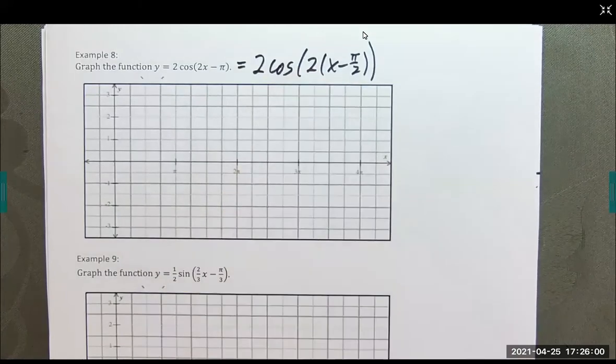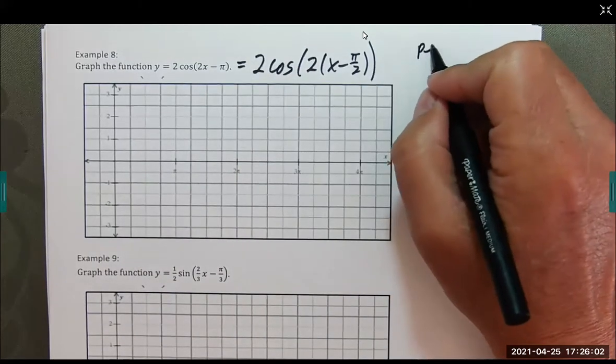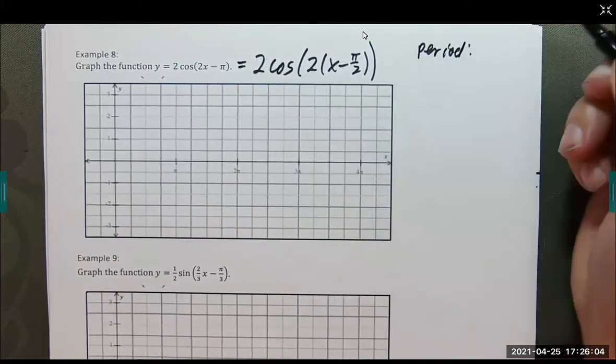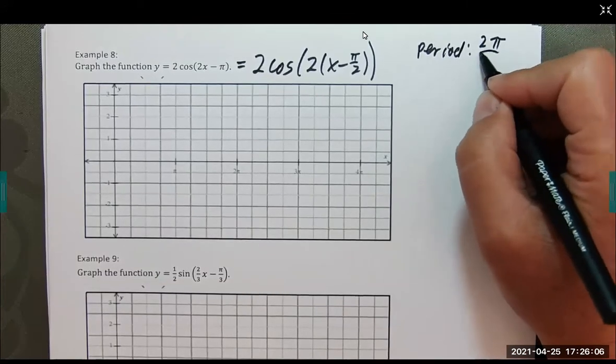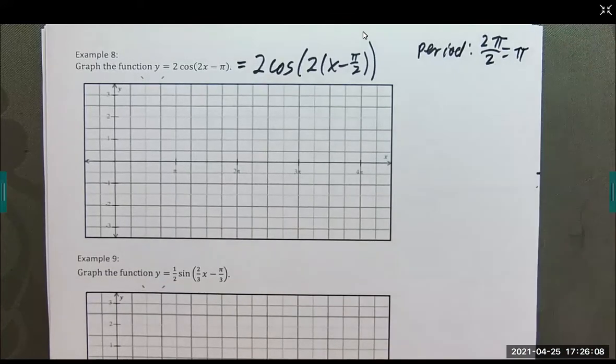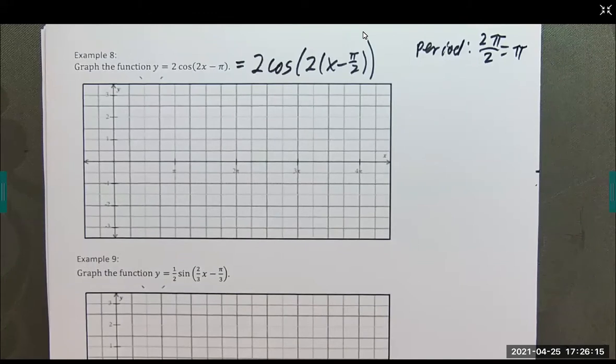Let's take care of the period. 2 pi divided by 2 is pi. So that's going to be the entire span of one wavelength. It's not 2 pi anymore, it's down to just pi. And what I'm going to need to do is come up with my critical values.